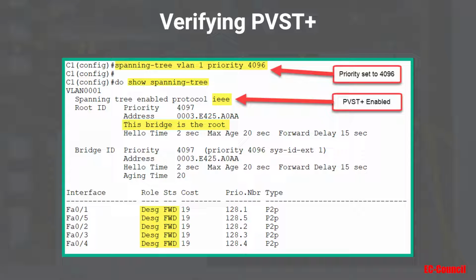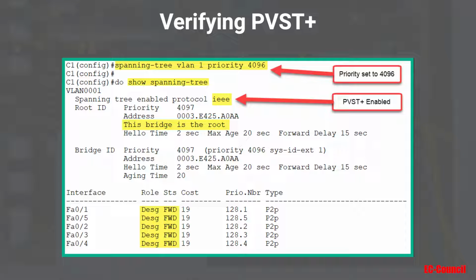The first thing we can notice is that spanning tree is enabled and the protocol is IEEE. Technically, this is PVST+, because as you have learned previously, PVST+ is the default version of spanning tree running on Cisco devices. Additionally, we can see this block of information usually is the root ID information. Each switch on a network will contain the root ID information, simply because the root bridge is a central reference point for a particular VLAN.